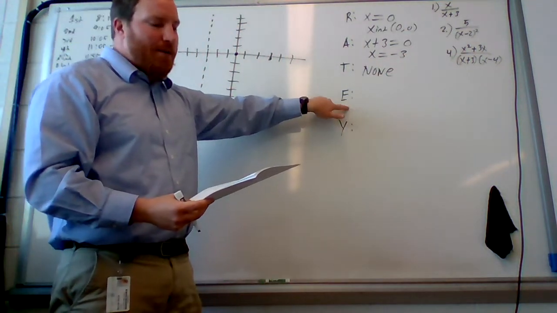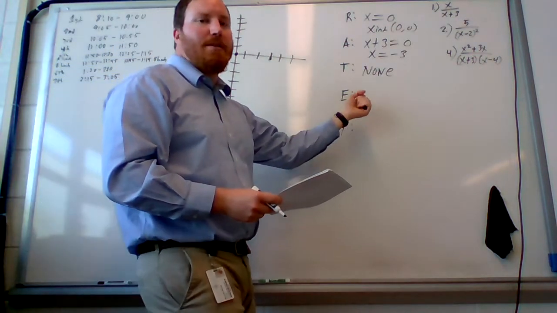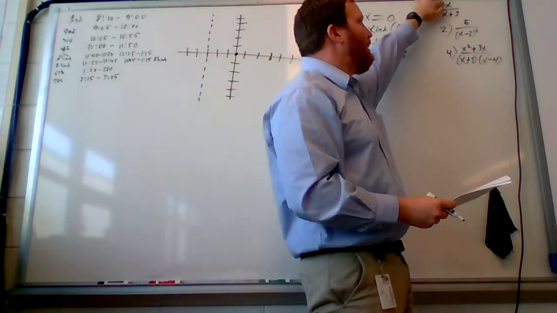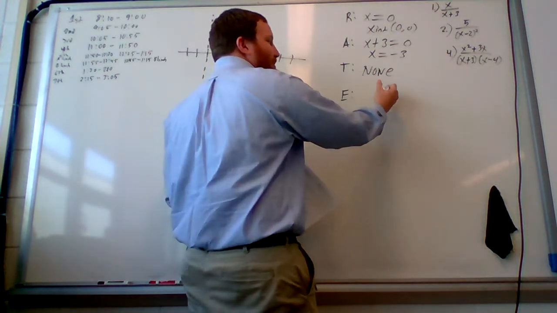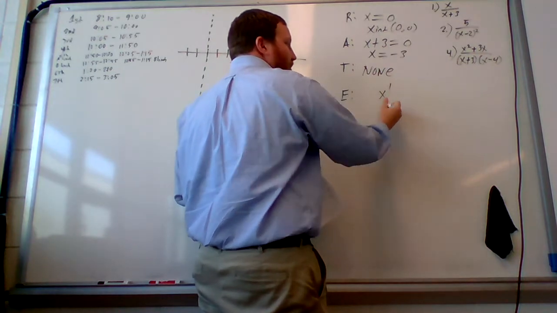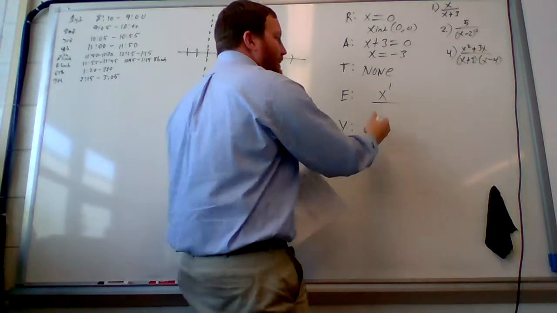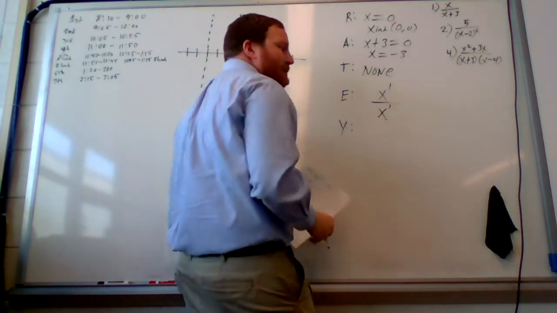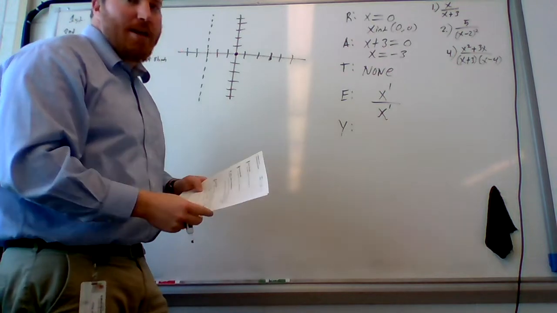Then our E, our end behavior, is dictated by the degrees of the first term in standard form. So in this case, the numerator is just x, so its degree is 1, because that's our first term. Our denominator, its first term, is also x, so its degree is also 1. So that means we have a balanced end behavior.